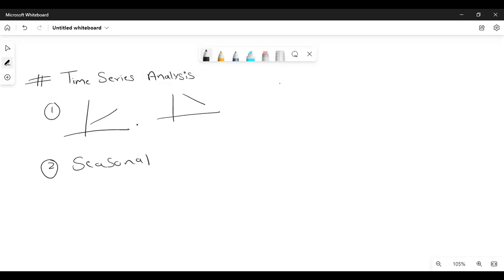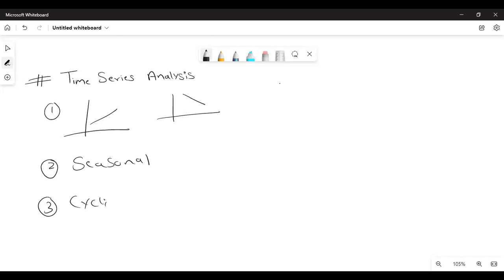Anything which occurs one time in one complete cycle. Example, if I have monthly data, one complete cycle means 12 months. If I have quarterly data, what is one complete cycle? 4 quarters. If I have weekly data, 52 weeks. If I have daily data, 365. Got the one complete cycle? So high sales of crackers in Diwali, high sales of sweets, high sales of cake in December, which occurs one time. Clear? It is called seasonal.